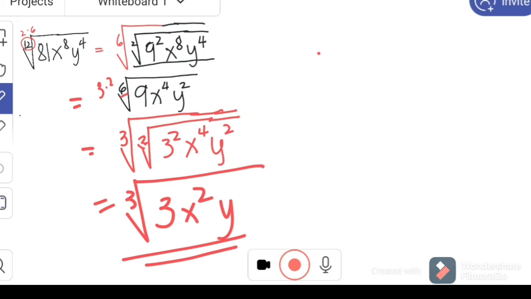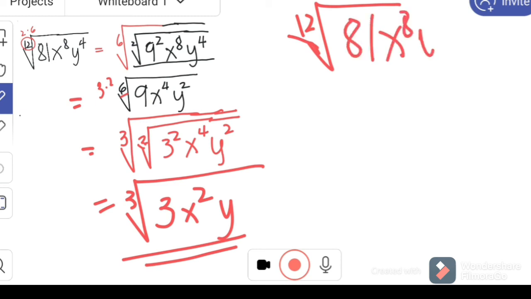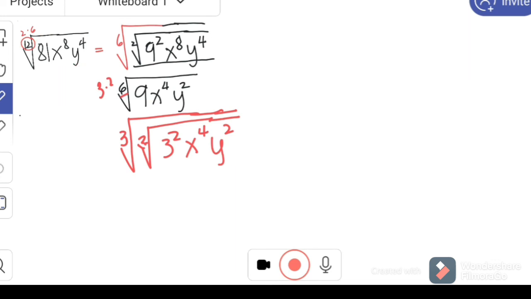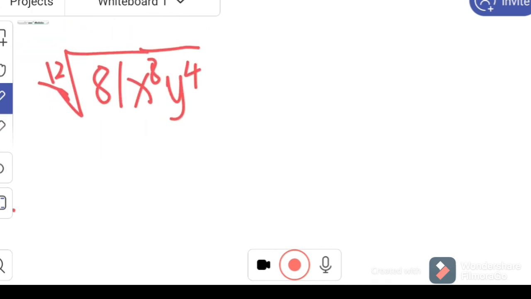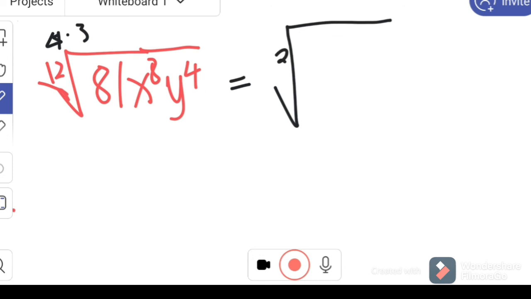Given the 12th root of 81, x raised to 8, y raised to 4. Take note, we have the same given here. But let's solve. We're not going to use 2 and 6. Instead, we're going to use 4 and 3. Let's use 4 and 3 as factors. So that would mean, let's use the cube root outside and the inner index is 4.